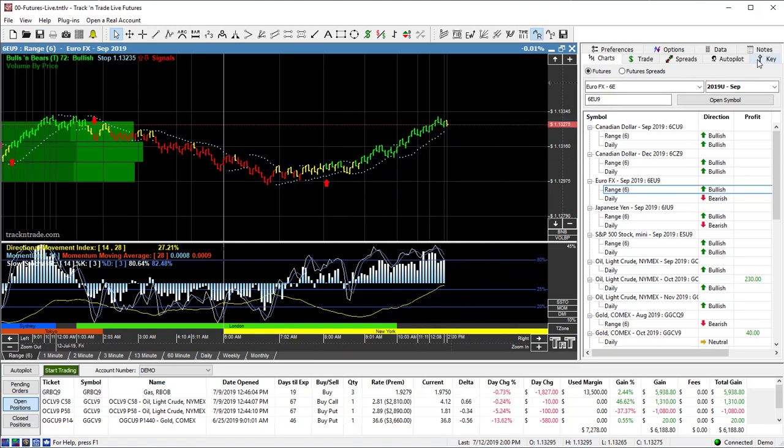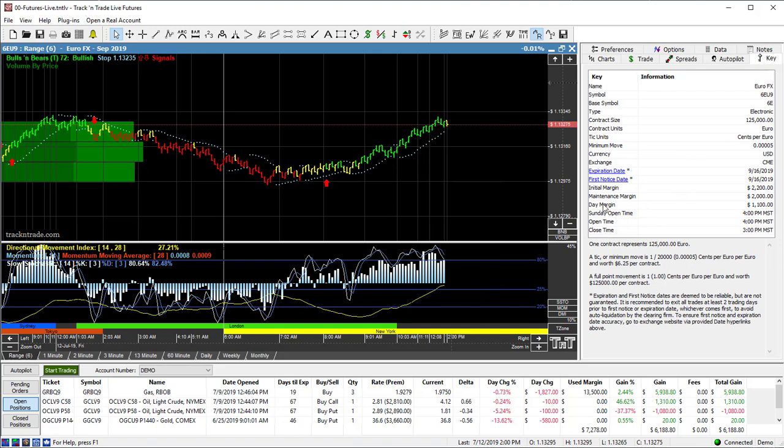So if we come in here and look at the Euro FX and we go to the key once again, you can see that the key for the Euro FX is $1,100 for a day trade. It's a little bit more, double the money of the Canadian dollar, and then the initial margin is $2,200.